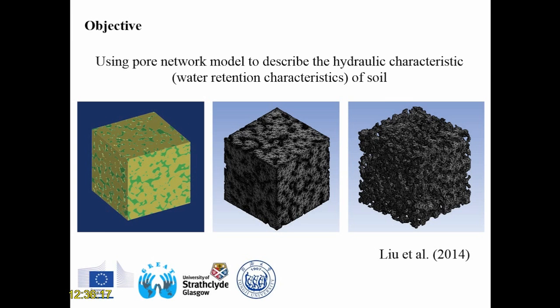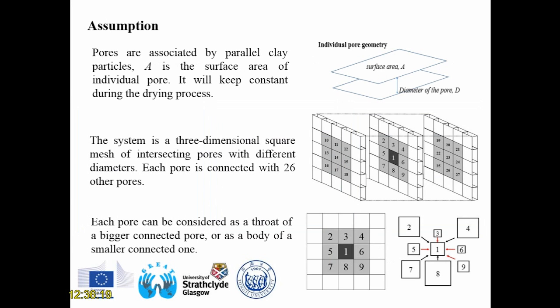Here, we make three assumptions before the establishment of the model. First, pores are associated by parallel clay particles. The capital letter A denotes the surface area of an individual pore. It will keep constant during the whole drying process. We create a three-dimensional square mesh of intersecting pores with different diameters. Each pore is connected with 26 other pores. That means we set the correlation number equal to 26.